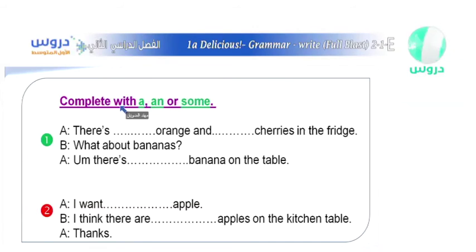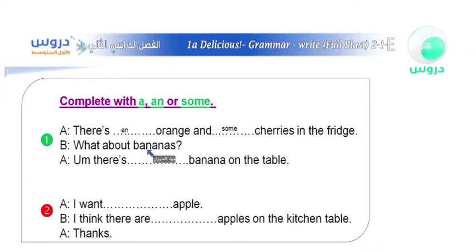Alright, so let's write this one down with a, an, or some. Let's start with the first sentence. They say, there is, and then orange and cherries in the fridge. What can we say? Orange, just one. So when we have one, we use the word an. There's an orange, because it's just one. And cherries in the fridge. Cherries, it's a group. So what can I say about the group? Just as we have learned, we use the word some. Some cherries in the fridge.